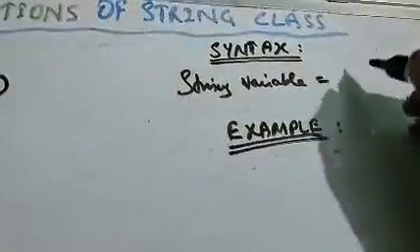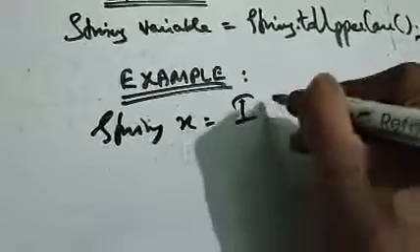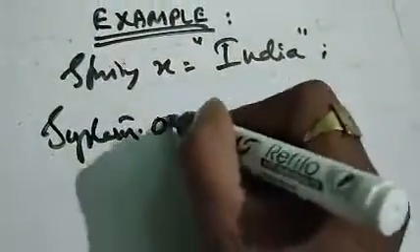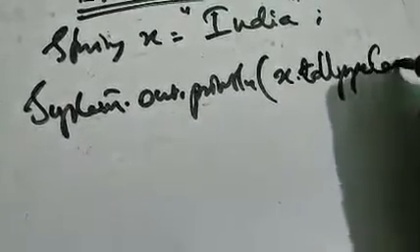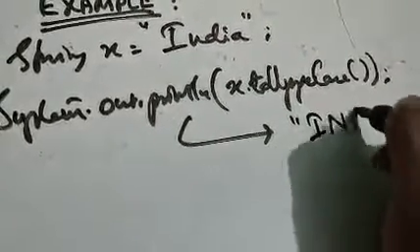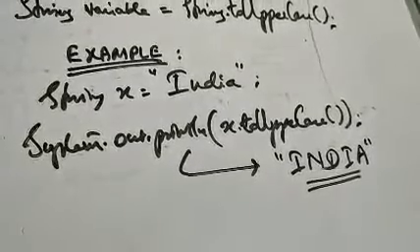Then the next function is toUpperCase. Let's see the syntax now. String variable is equal to string.toUpperCase(). This function is used to convert the entire string into uppercase. Let us take an example. Suppose String x = "India", where I is capital. Now if I write System.out.println(x.toUpperCase()), what happens here? The entire string gets converted into uppercase. So the output that you get here is INDIA. This is the basic function of toUpperCase.